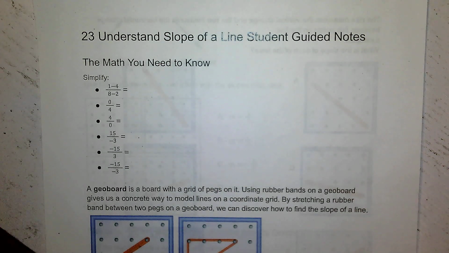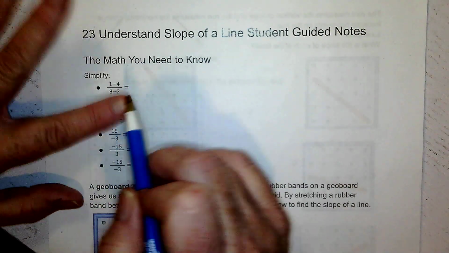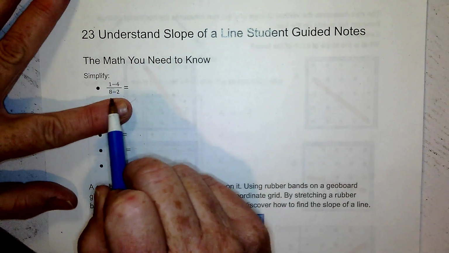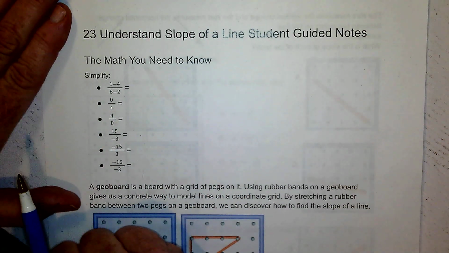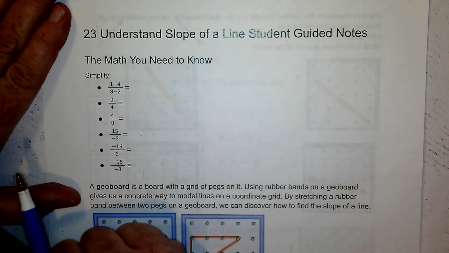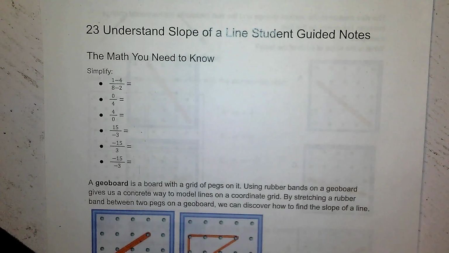Let's start with number 23. This is Understand Slope of the Line, Student Guided Notes. The math you need to know. These are the things you need to understand before we get going in our slopes. So simplify: we've got 1 minus 4 over 8 minus 2. Please pause the video, attempt all these on your own, and then come back to see how you did. I just want to make sure that these are some understandings that you already need to have before we can start discussing the slope itself.